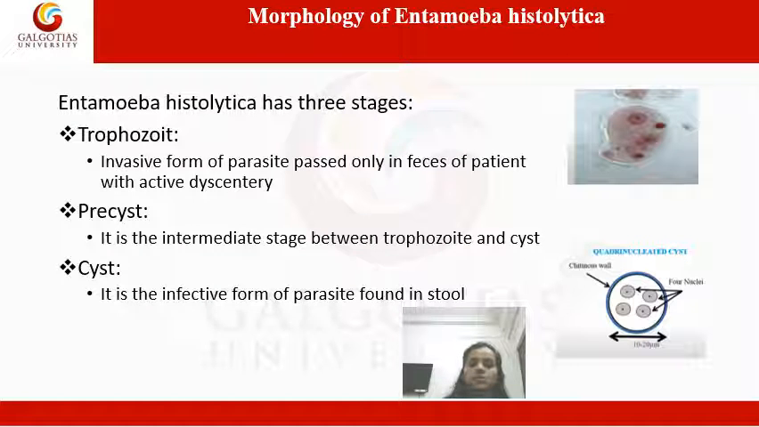Morphology of Entamoeba histolytica. Entamoeba histolytica has three stages. The first one is trophozoite. It is an invasive form of parasite passed only in feces of patients with active dysentery. Pre-cyst is the intermediate stage between trophozoite and cyst. Cyst is the infective form of parasite found in stool of the patient.